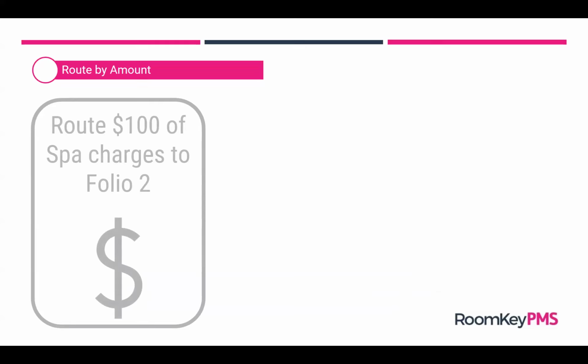Now let's take a look at another form of route by amount, and this time we're going to route by a dollar amount. I'm going to use the spa charges as an example again, but this time I'm going to route a specific amount, $100 of the spa charges to Folio 2.